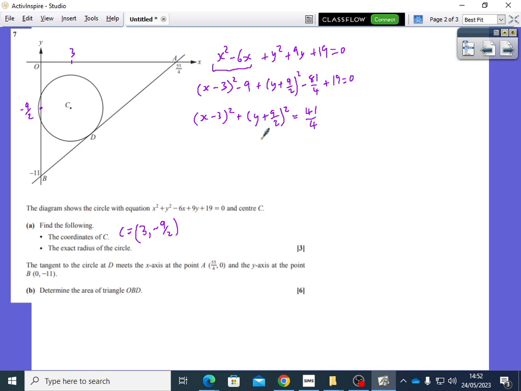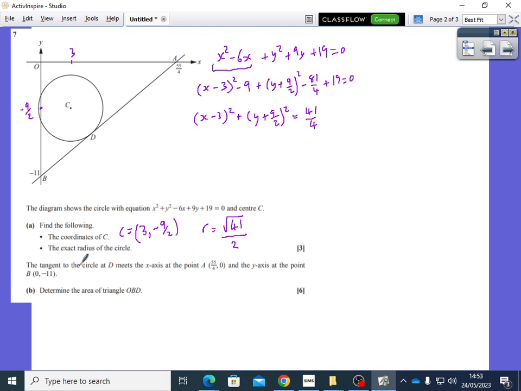And for my radius, it wants the exact form, so I'm going to square root that. So the radius is going to be the square root of 41 over, always take the positive, the square root of 4 which is 2. I'm just going to leave it like that, since I want to see the exact form. That's a nice easy free mark there, job done.